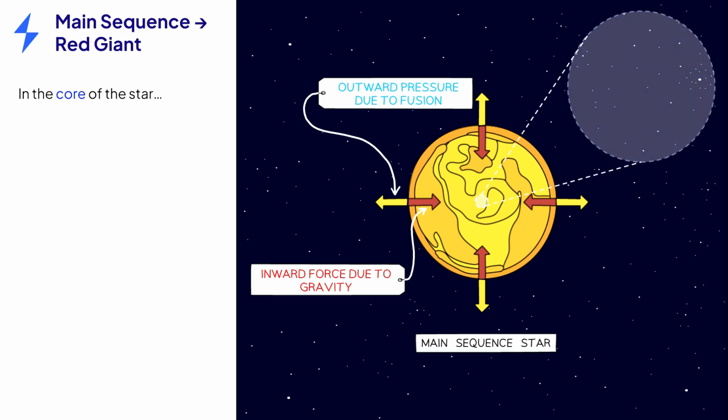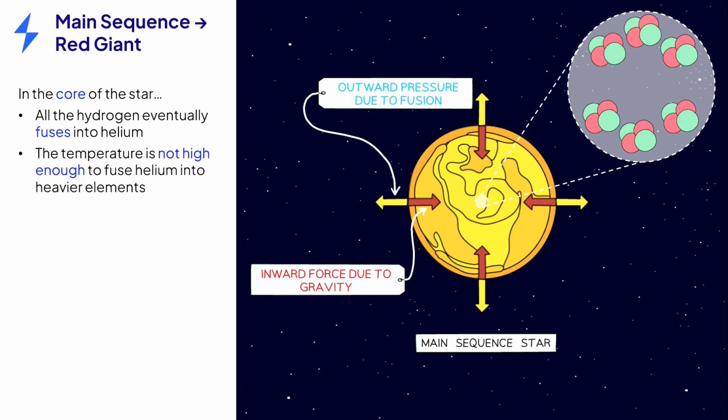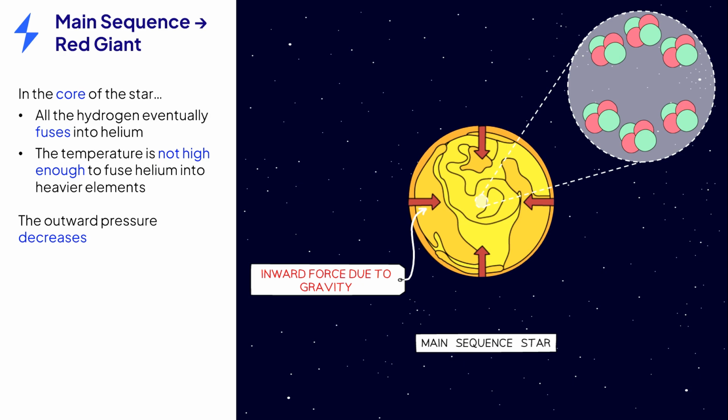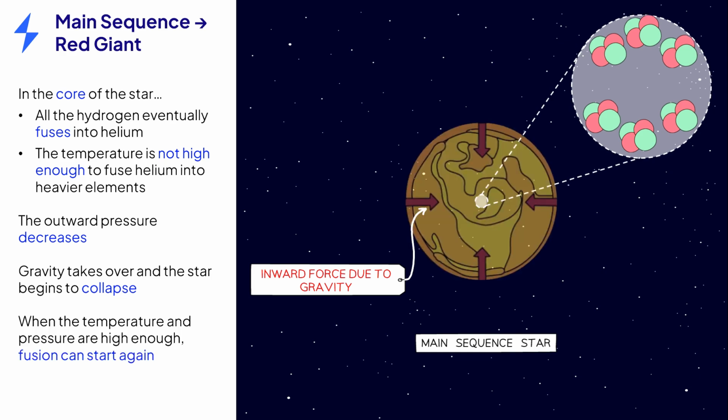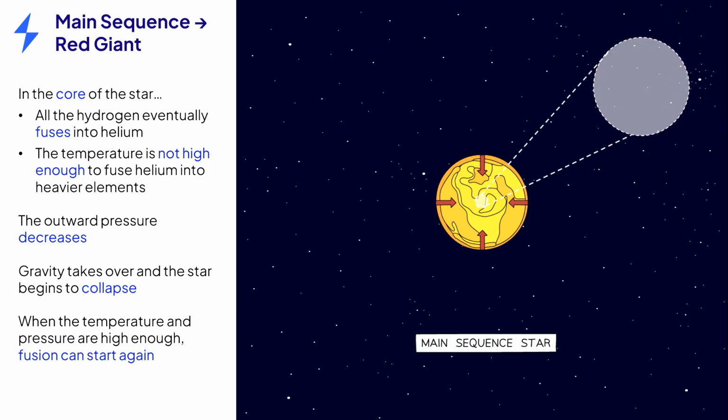In the core of the star, all the hydrogen eventually fuses into helium. However, the temperature is not high enough yet for helium fusion to start. So, without fusion, there is nothing to maintain that outward pressure. So, gravity takes over, causing the star to collapse. As the star collapses, it pushes the helium nuclei closer together, causing more collisions to happen. This raises the temperature of the star to the point where nuclear fusion can start again.